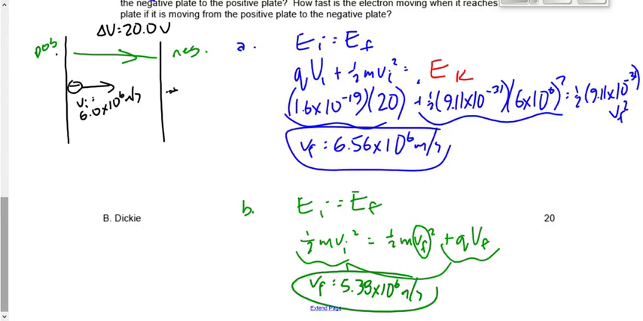Reasonable number? Started at 6. When it sped up, it went 6.56. When it slowed down, it went 5.38. Seem reasonable? Yeah, it seems entirely reasonable. Doesn't mean we're right. Okay, but there's no red flags to tell us that we're wrong.